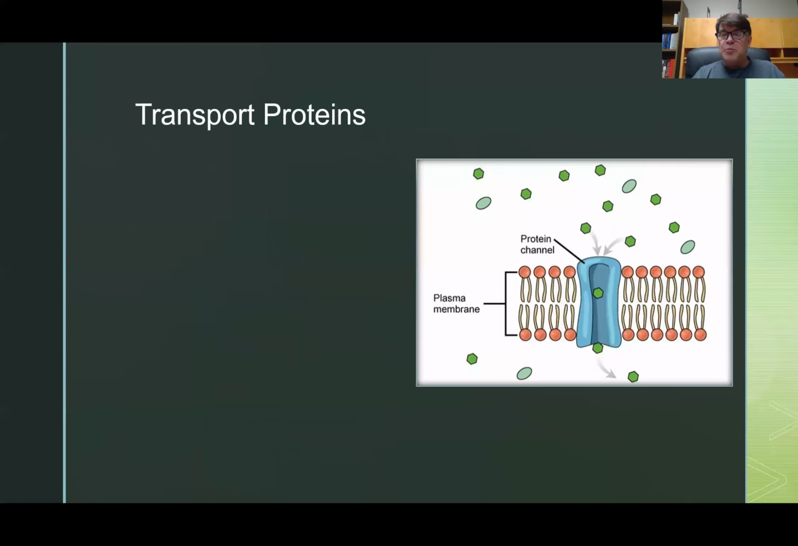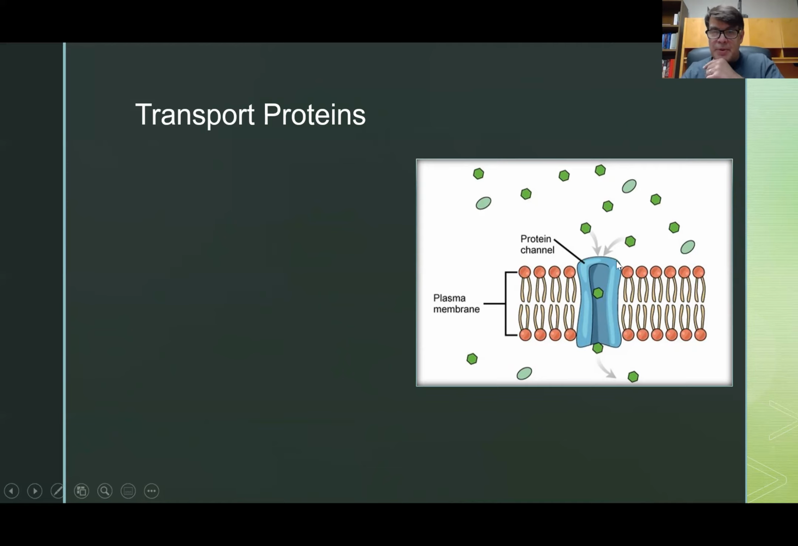Okay, transport proteins. So these are, what are they called? Facilitator proteins, but I'm going to call them transport proteins. So we've got a problem. How can the polar ions get inside of the cell? Because we've got these very attractive phospholipids that are telling the polar ions that they've got to stay out. And so how can the polar ions get into the cell?